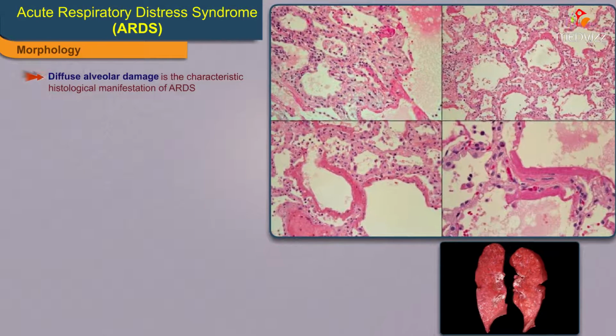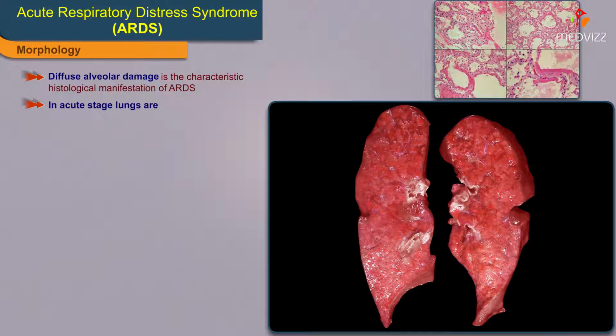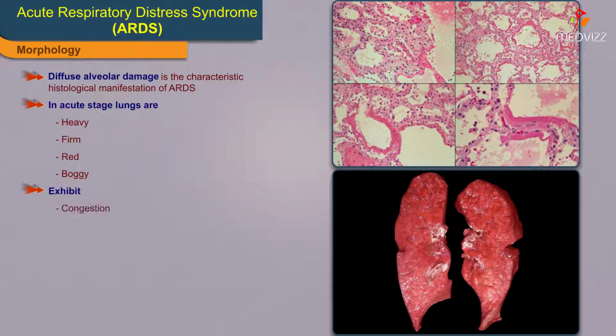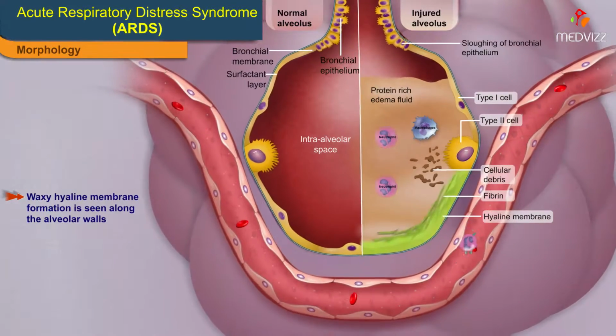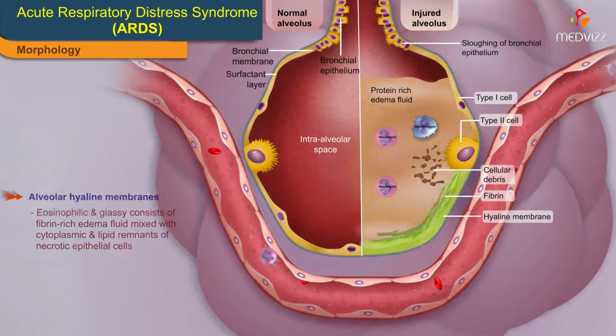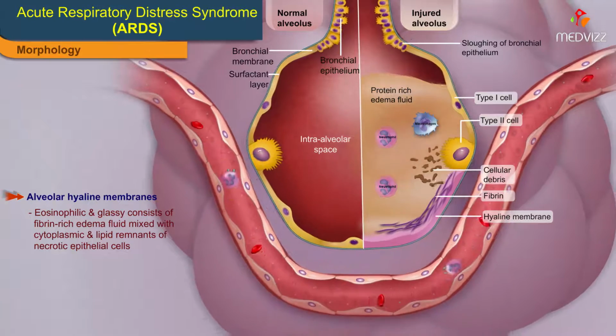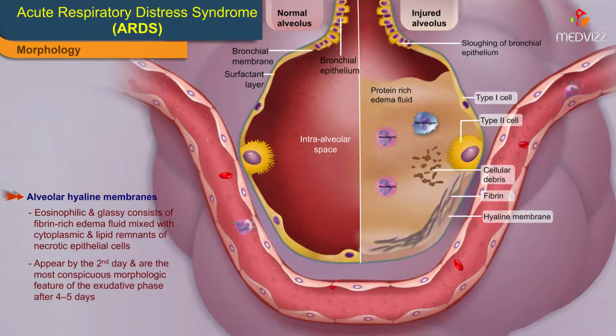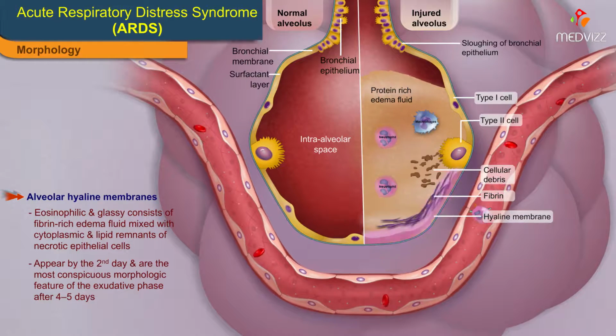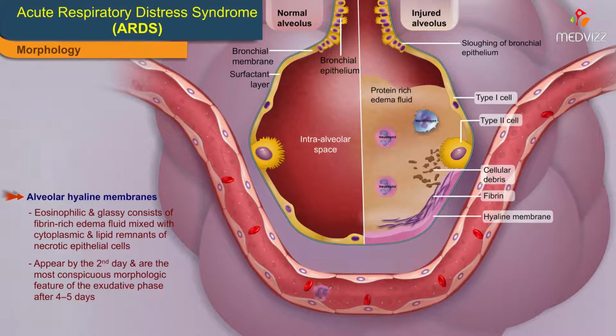Morphology. DAD, or diffuse alveolar damage, is a characteristic histological manifestation of ARDS. In the acute stage, the lungs are heavy, firm, red, and boggy. They exhibit congestion, interstitial and intraalveolar edema, inflammation, fibrin deposition, and diffuse alveolar damage, or DAD. The alveolar walls become lined with waxy hyaline membranes. Alveolar hyaline membranes are eosinophilic and glassy and consist of fibrin-rich edema fluid mixed with cytoplasmic and lipid remnants of necrotic epithelial cells. Hyaline membranes appear by the second day and are the most conspicuous morphologic feature of the exudative phase after 4 to 5 days.